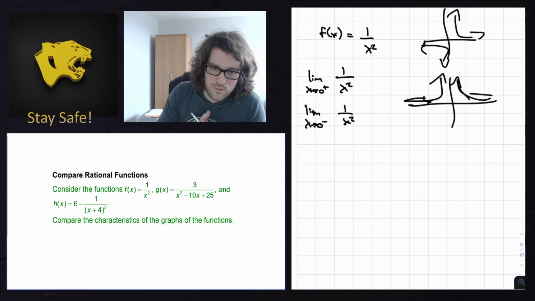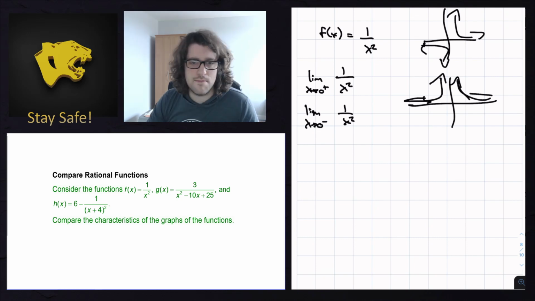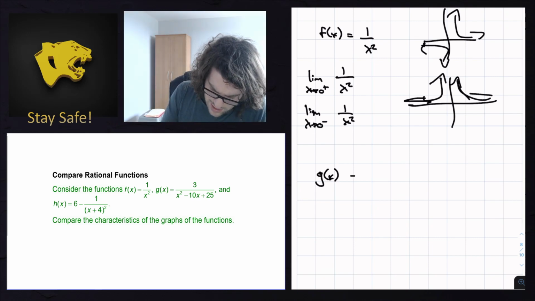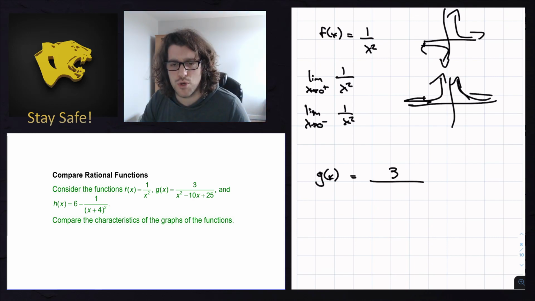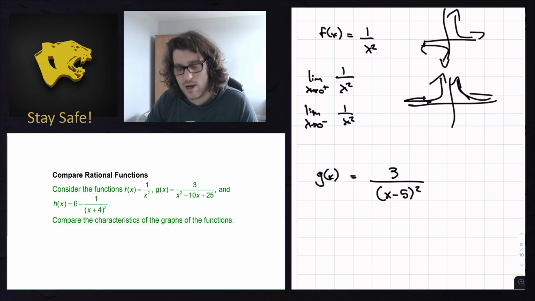So that's kind of what that one's going to look like, just really briefly. The other two can be seen as transformations of that original function. The g of x function in particular doesn't really look like it the way it's laid out, but that bottom is actually a perfect square. So x squared minus 10x plus 25 would be x minus 5 all squared. Another way to write that would be 3 divided by x minus 5 all squared.